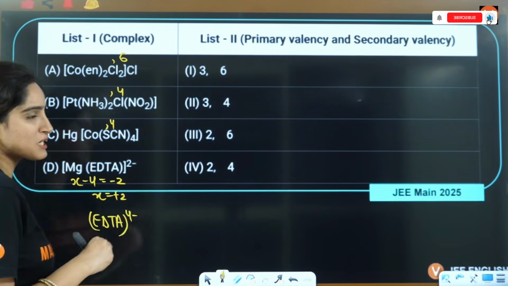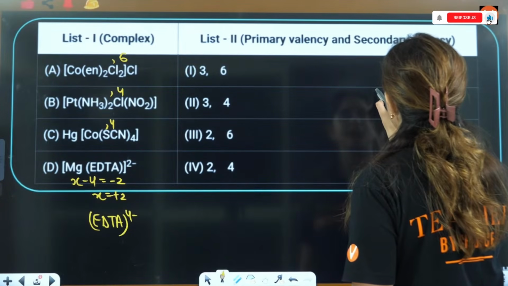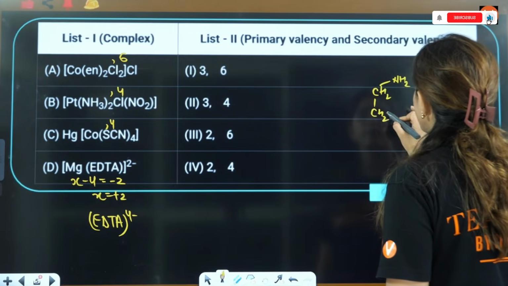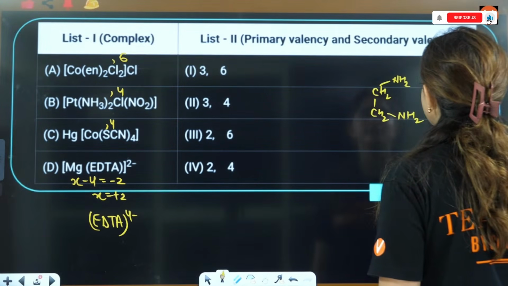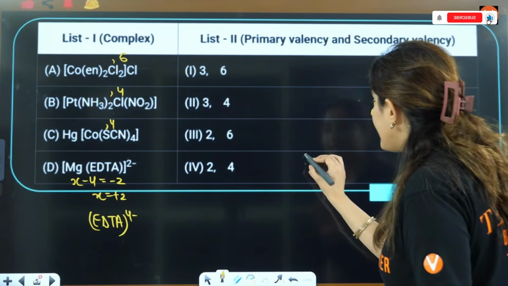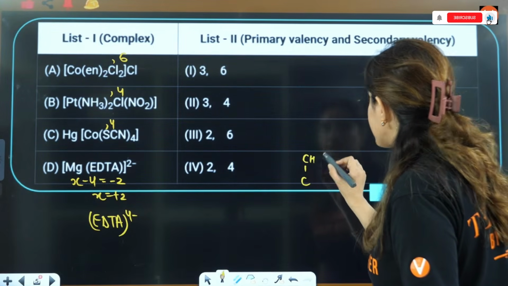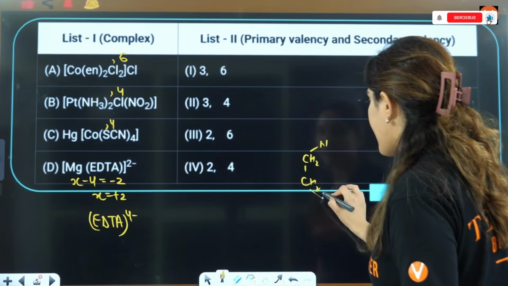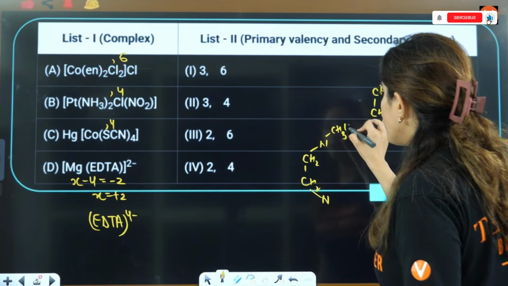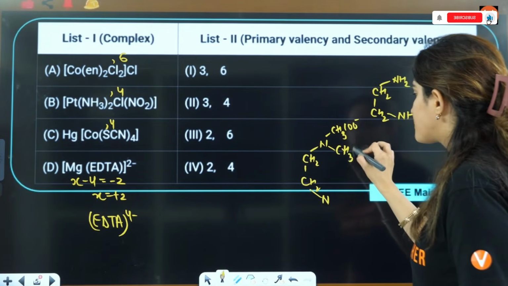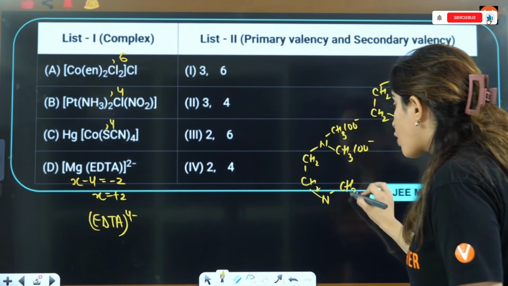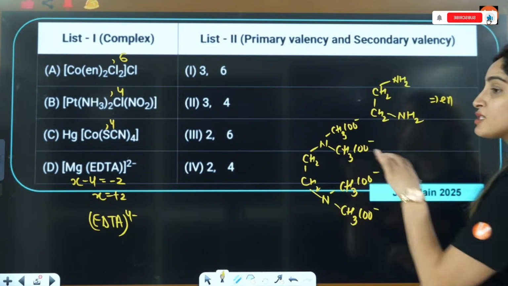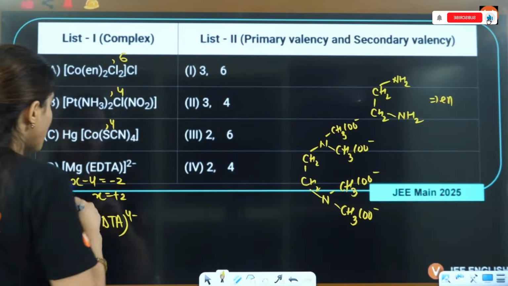And you know how it looks like? If you want to know the structures as well, ethylene diamine is this thing. You have NH2 here, you have NH2. This is called ethylene diamine. And in EDTA, you have two carbons here, this is CH2, this is CH2, this N, this is N. It is connected to acetate groups. That is why it is called tetraacetate. Ethylene diamine tetraacetate. It has -4 charge here. So that's why we have put it here.